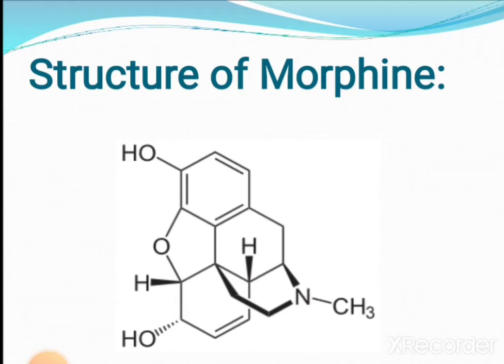Now here the structure of morphine is given, in which three benzene rings are included. We see that morphine is also a benzyl molecule in which benzene rings are involved.